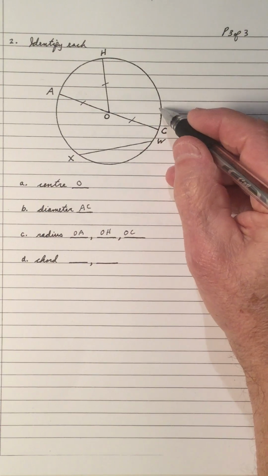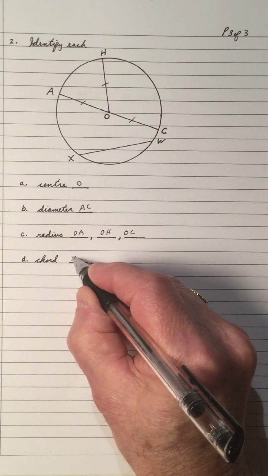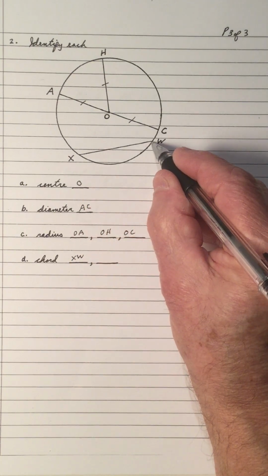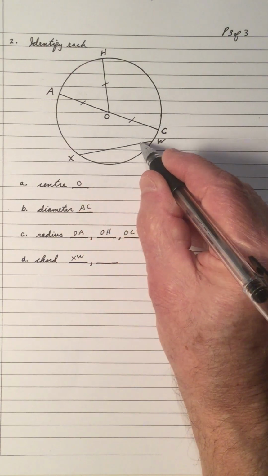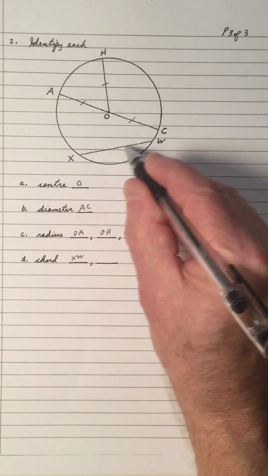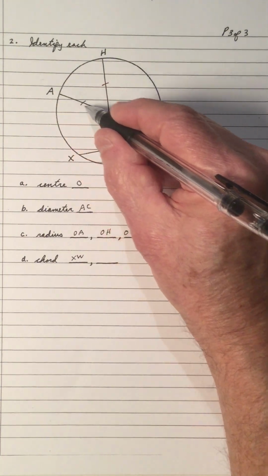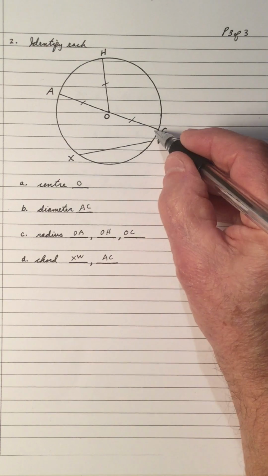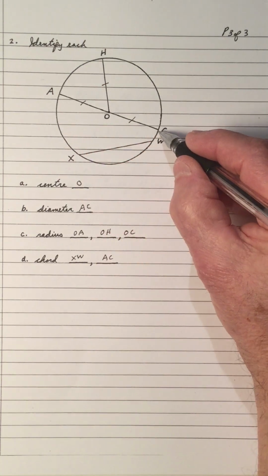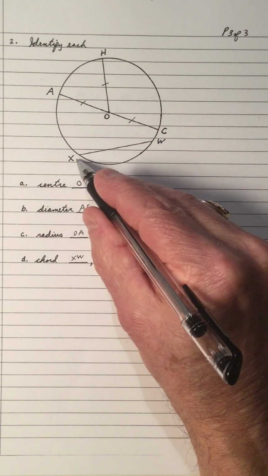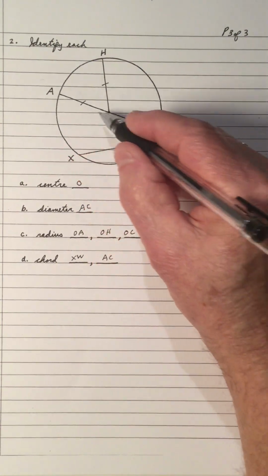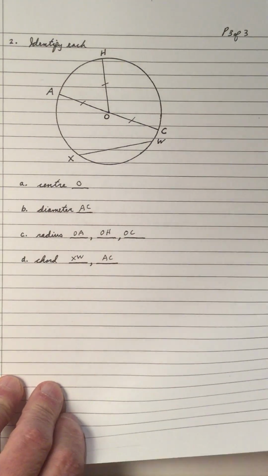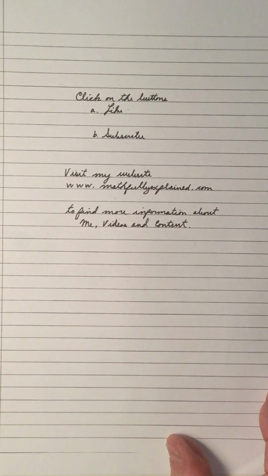Chords. One chord could be XW. This is a segment drawn between 2 points on the circle, joining 2 points on the circle. And this is also called a chord. AC is a chord, but AC is a special chord. AC is passing through the center. So XW and AC are chords, but AC is a special one called a diameter. I just wanted to review some of the terminology that I'm going to be using.